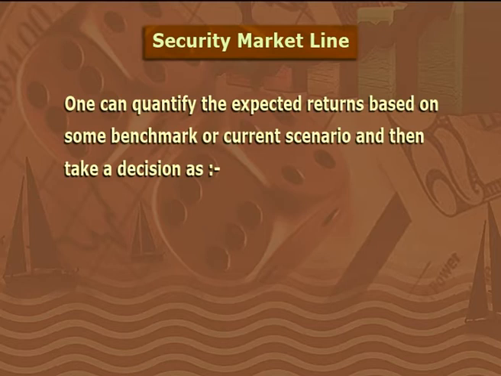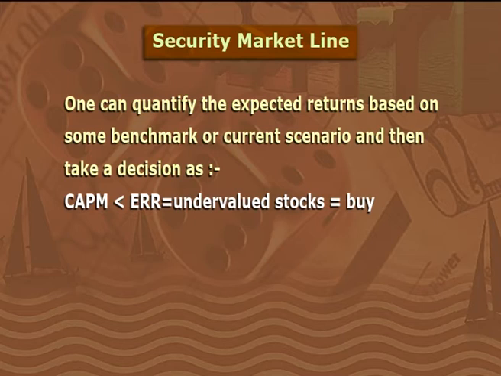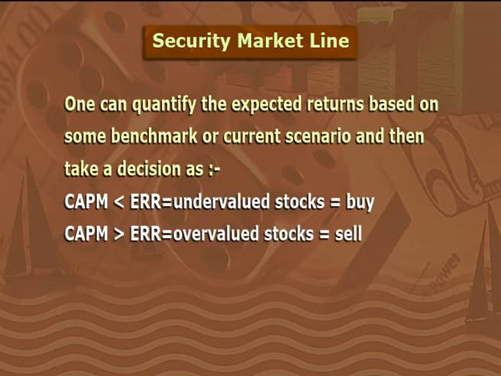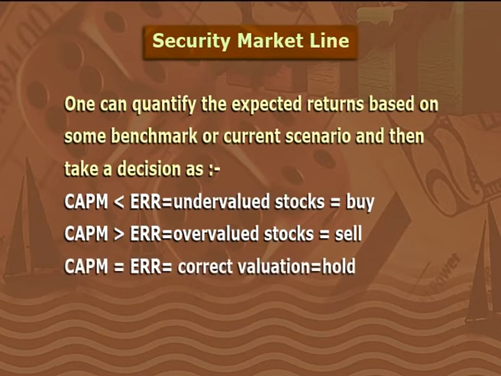Thus, the capital asset pricing model can be used to sell, buy or hold stocks. It considers the required return on a stock with reference to the risk involved. One can quantify the expected returns based on some benchmark or current scenario and then take a decision like this. If CAPM is less than expected rate of return, the stocks are undervalued and hence can be bought. If CAPM is greater than expected rate of return, the stocks are overvalued and hence can be sold. If CAPM is equal to expected rate of return, the valuation seems to be correct and the investor can hold the same.